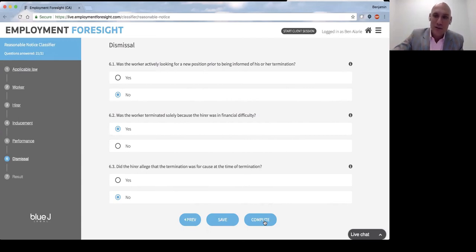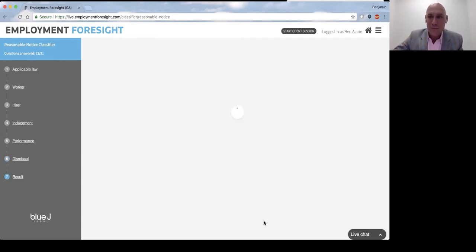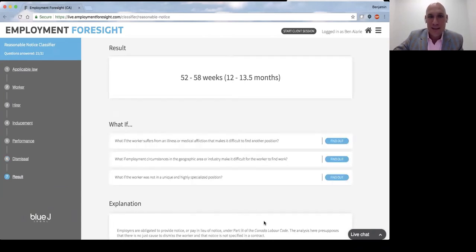Okay, I'm going to click compute now, and I'm not going to do a drum roll because I don't know how, but we'll see what happens here. Okay, so what we see here is that the prediction is 52 to 58 weeks, which translates into 12 to 13 and a half months.